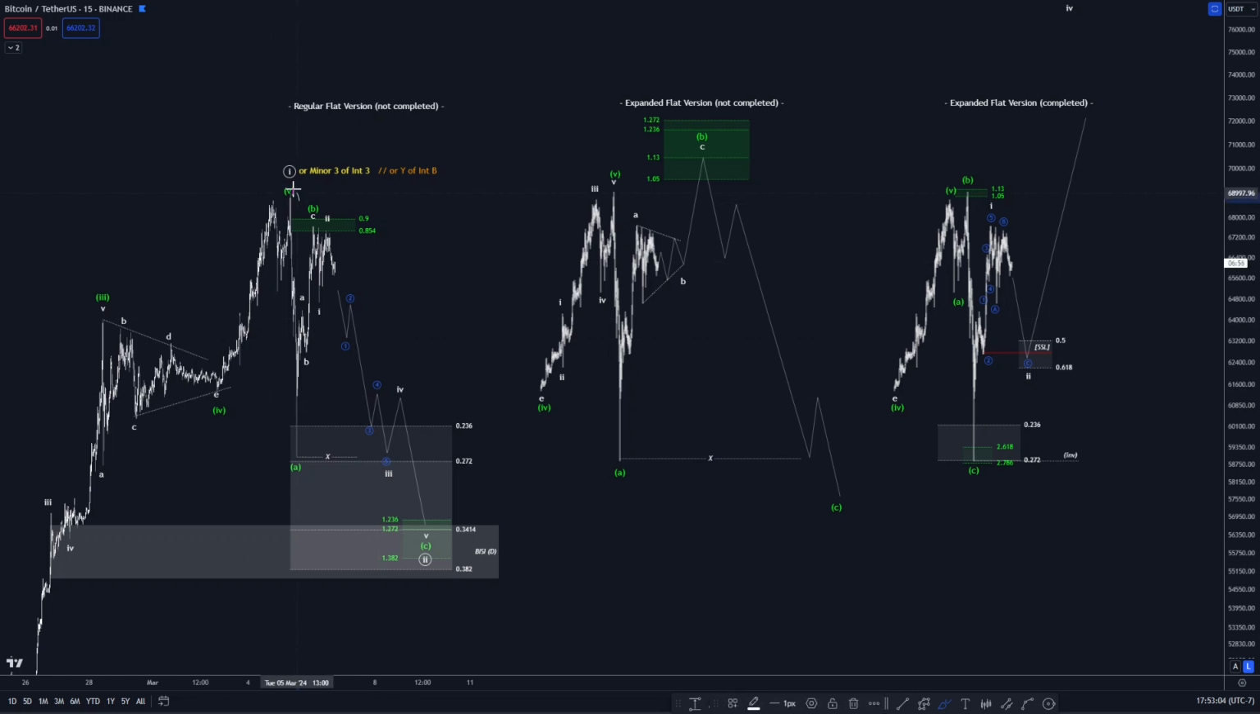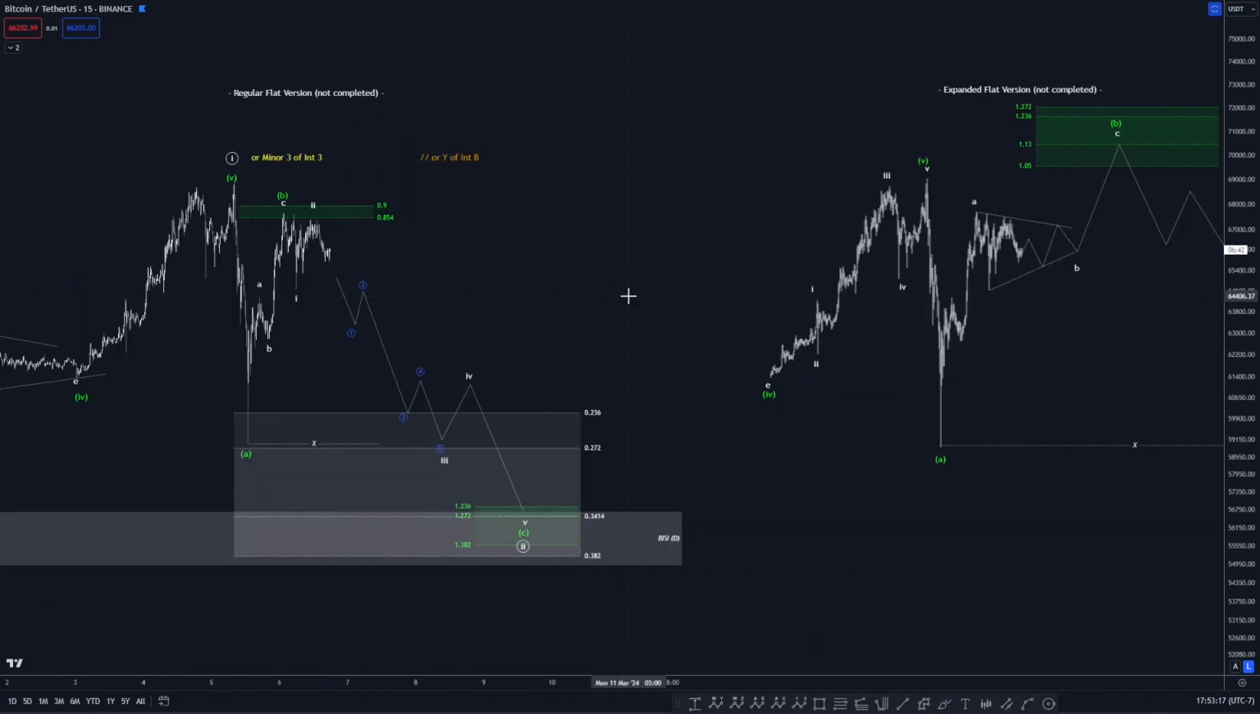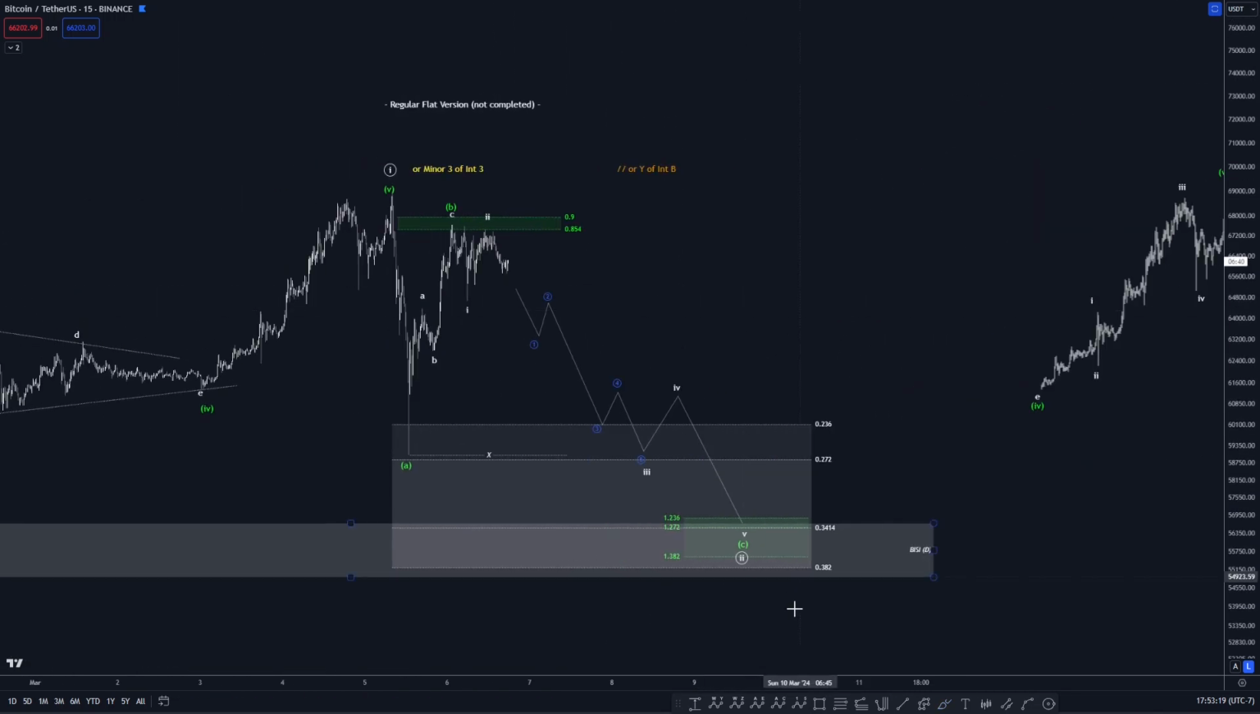If you place your pivot right here for the ending impulse, the only way I can see this structure right now is it being a regular flat. This correction right here, from the high to the low, is basically 3 waves.